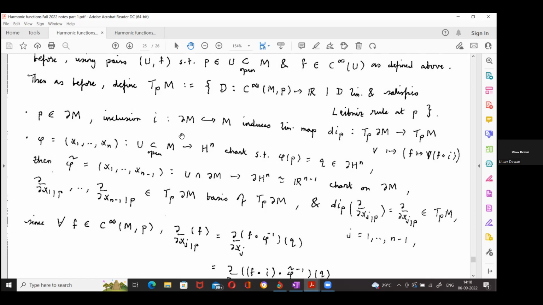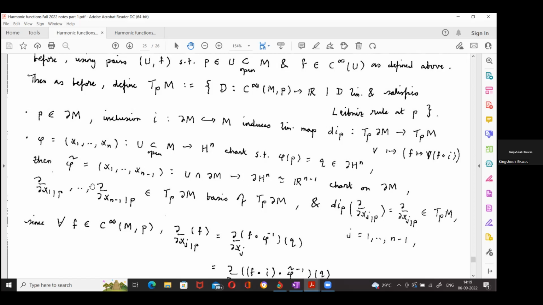Yes, sir. Right. So now suppose I have a chart phi with components x1 to xn from an open subset U of M to Hn such that phi of this point P in boundary M is a point Q in boundary Hn. Okay. So then I know that phi tilde, which is x1 up to xn minus 1, will go from U intersect boundary M to boundary Hn, which is identified with Rn minus 1. This will be a chart on boundary M.